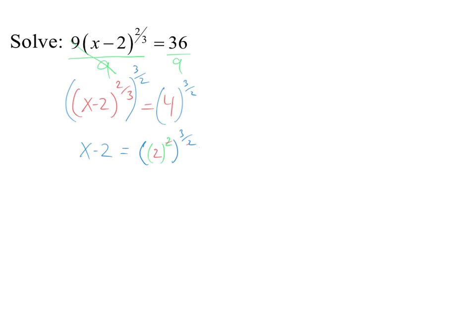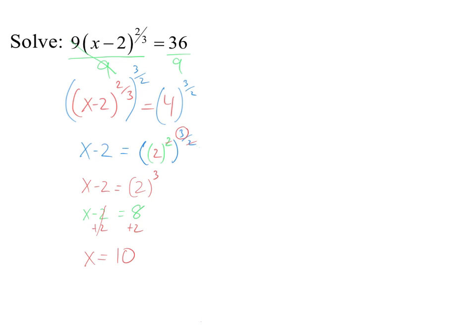Don't the 2's cancel now? Yes. I now have still x minus 2 over here, and I have 2 to the 3rd power left over. Now, that's x minus 2, and 2 to the 3rd is 8. Now I add 2 over, and I get x equals 10.